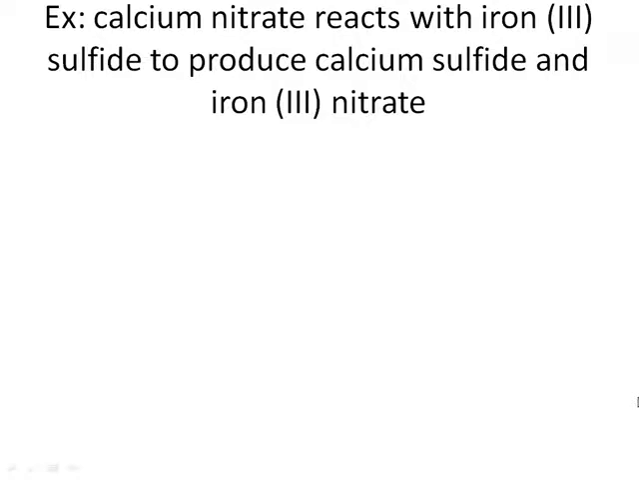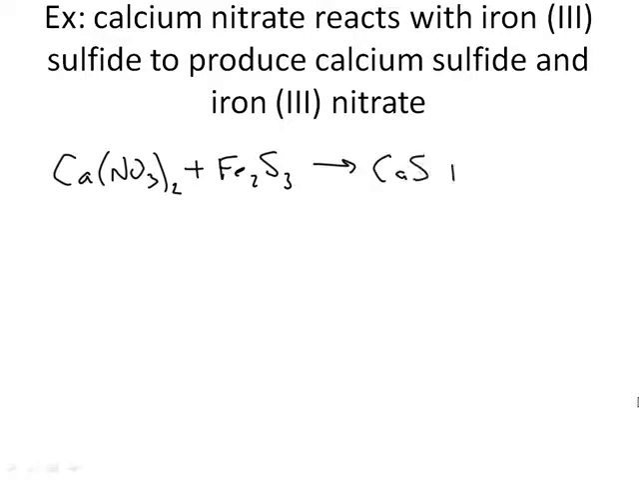Let's make it a little more difficult. Calcium nitrate, which is Ca(NO3)2, reacts with iron 3 sulfide, which is Fe2S3, to produce calcium sulfide and iron 3 nitrate. So hopefully you're noticing here that it's really important to be able to name and give formulas of compounds correctly. Because if you get the formula wrong, it can be really difficult to balance these correctly. So there are my correct formulas.